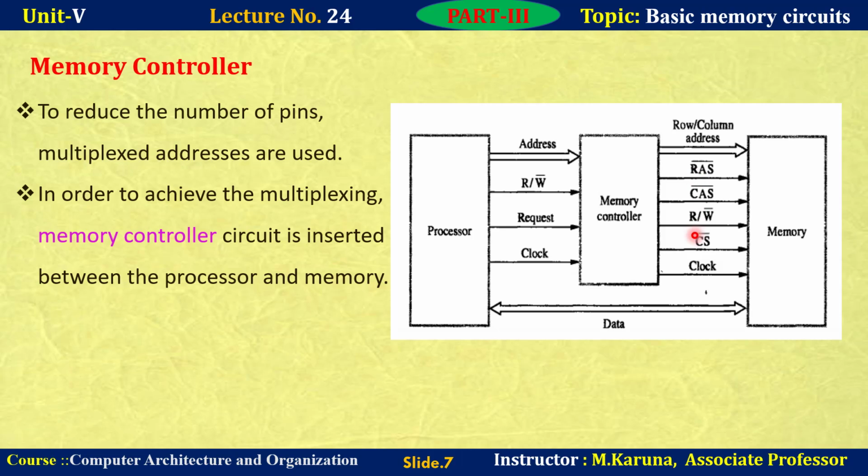Here all these are active low signals. This is synchronous DRAM, which is why it requires a clock signal. Under the control of all the signals, data will be transferred between the memory and processor with the help of the memory controller.